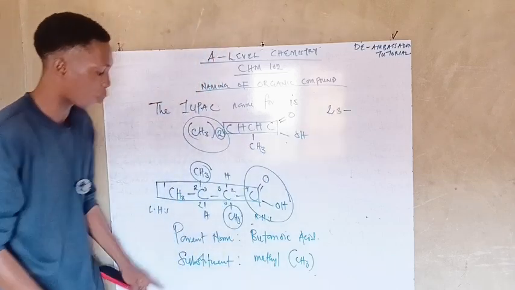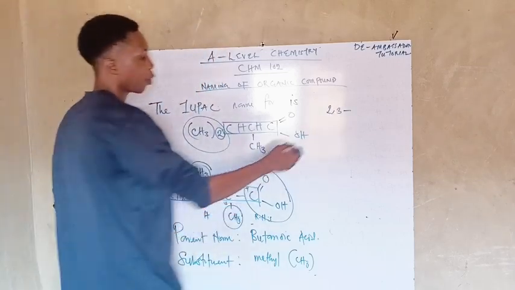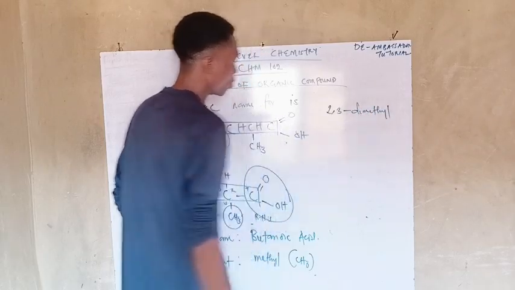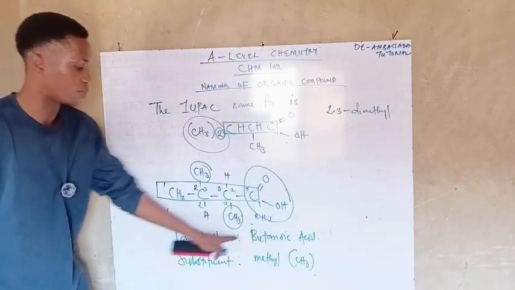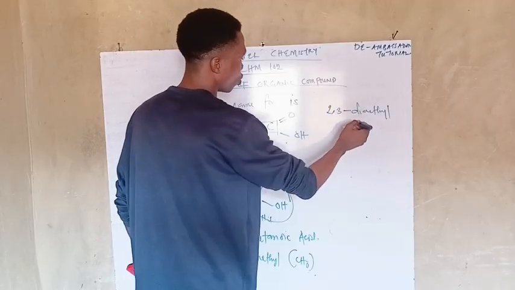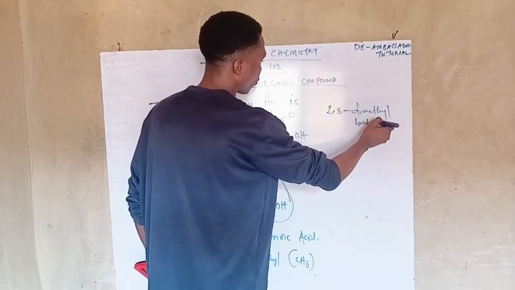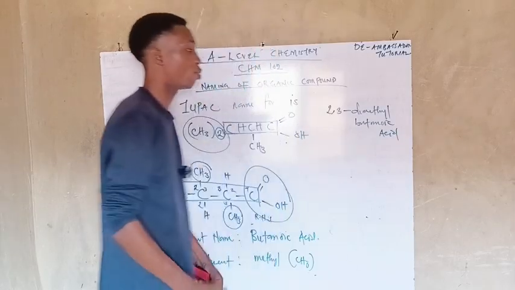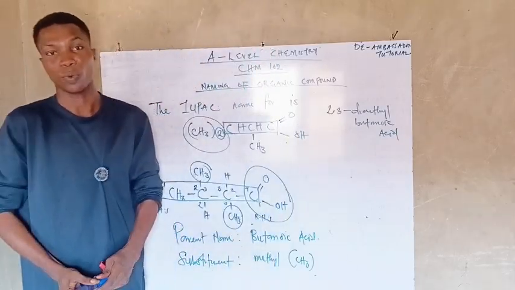But how many methyl compounds do we have there? 2. That we call dimethyl. Then you name the what? The parent name, which is butanoic. So I'll call it 2,3-dimethylbutanoic acid. So this is the name of the organic compound we have.